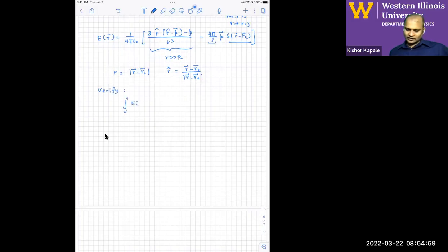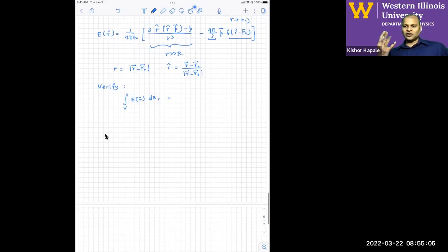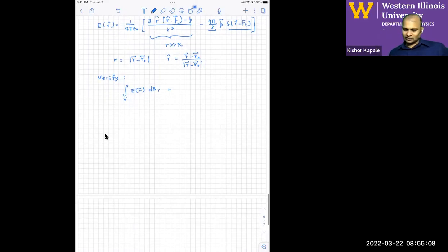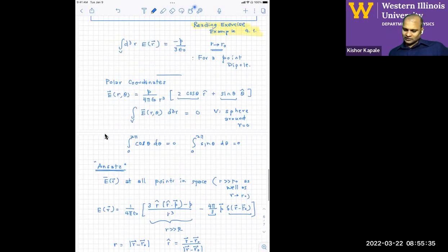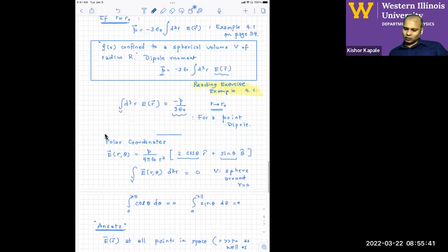And then if you wanted to verify, the integral of the electric field over the volume of space, the first term we know already from the polar coordinate expression is going to be 0. And so all that is left is the integral over the second term, which is negative 4 pi thirds, the dipole moment times delta of r minus r0 d cubed r. And that just gives us, 4 pi cancels, you have a negative sign, p over 3 epsilon 0, which is what we needed, right? Negative p over 3 epsilon 0. So you're able to get both the terms.